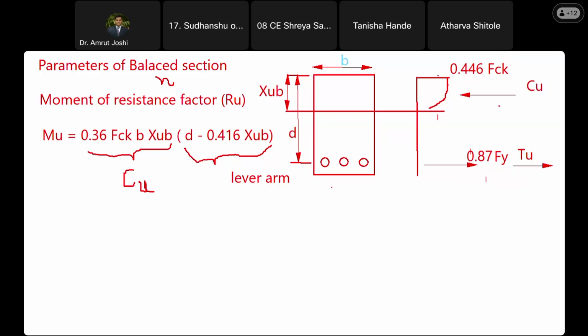Yes, sir. Okay, so now let us write down the lever arm. How much is the lever arm? To write the lever arm, I need to write this perpendicular distance between the line of action of Cu and Tu. Where does the Cu act? Cu acts at the centroid of this stress block. And where does the Tu act? Tu acts at distance d from the extreme fiber. So how much is this distance from the extreme compression fiber till Cu? We have already discussed in the last class that this distance is 0.416.